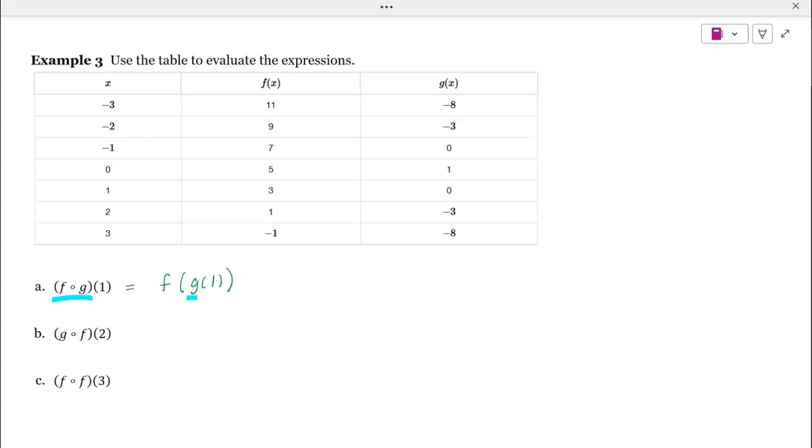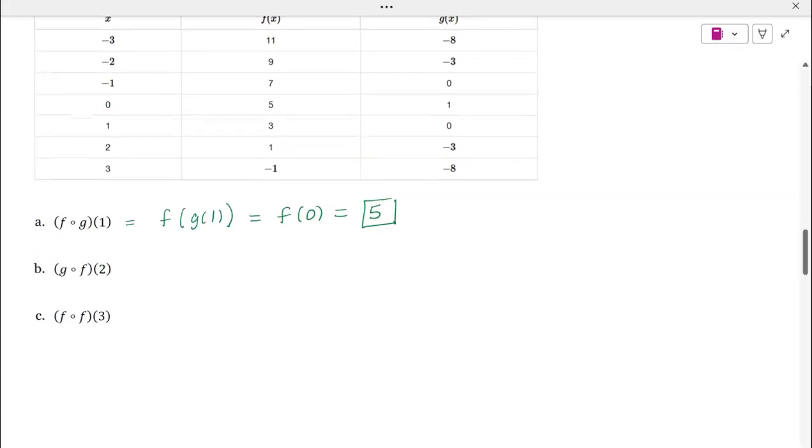So we'll start with the innermost part of the parentheses, g of 1. So I'm looking at the table and I'm looking at when x is equal to 1 and the output for g is 0. So this is now going to be f of 0. Then I'm going to go to the table and see when x is equal to 0, and I see that the output for f is equal to 5. So this is our answer for the first one.